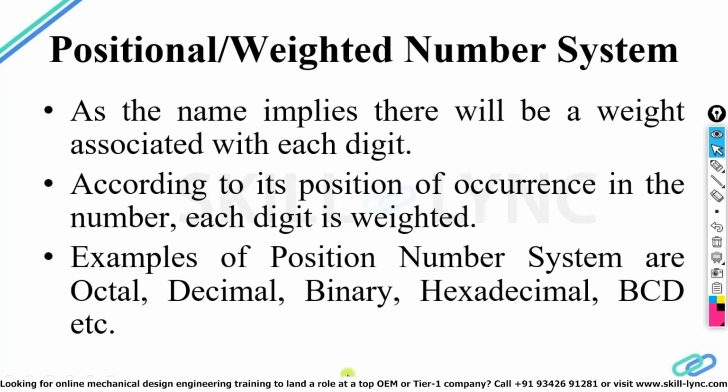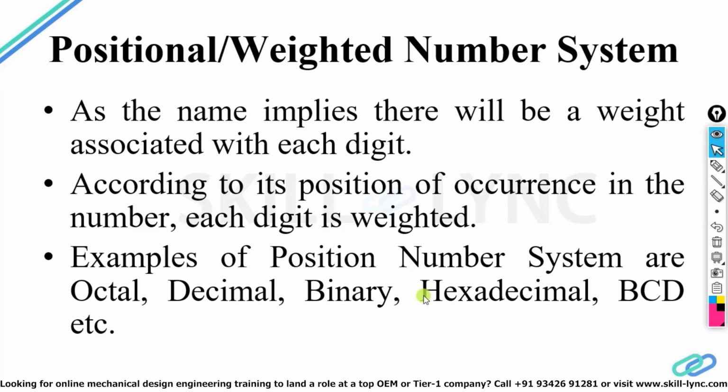So these are examples of positional number systems: octal, decimal, binary, hexadecimal or BCD, etc. The systems in which each bit has some weight according to its position are known as positional or weighted number systems. In digital number systems, for fast processing of information, data is used in binary format. Some are weighted codes and some are non-weighted codes.